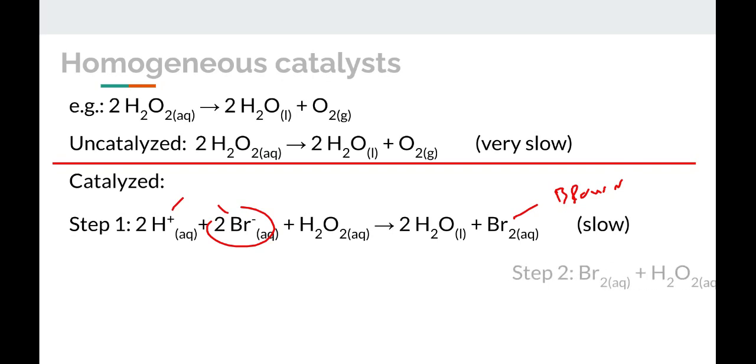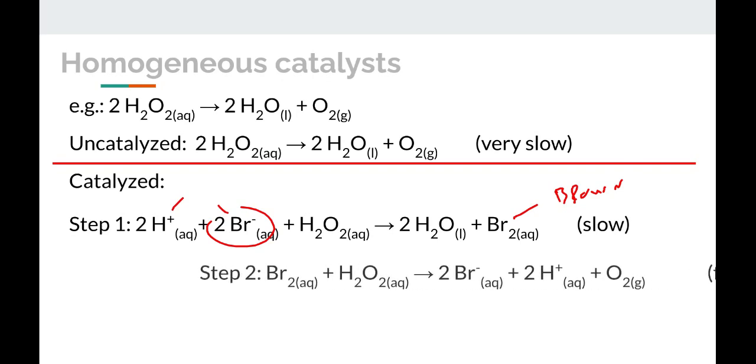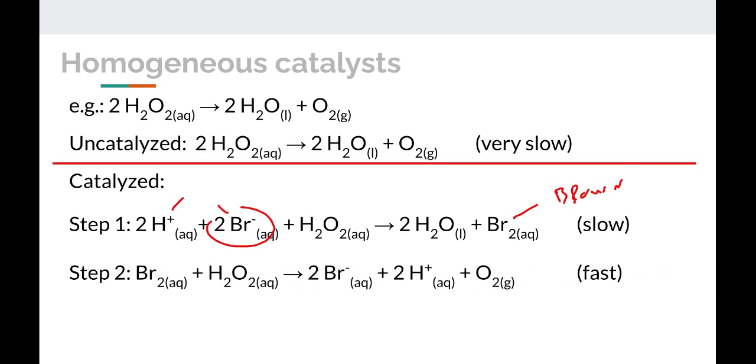But then the bromine reacts with hydrogen peroxide and produces the bromide again, so we get it back. That's how we know it's a catalyst. It got consumed in the first step and we got it back in the second step. And then it produces oxygen gas, and that's much faster.